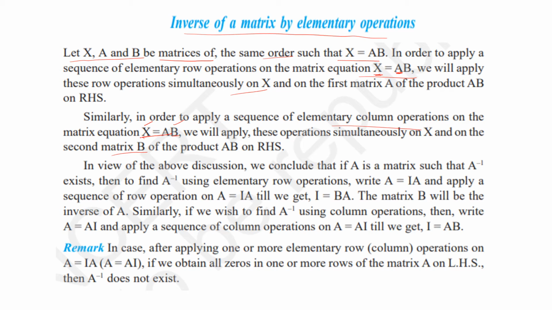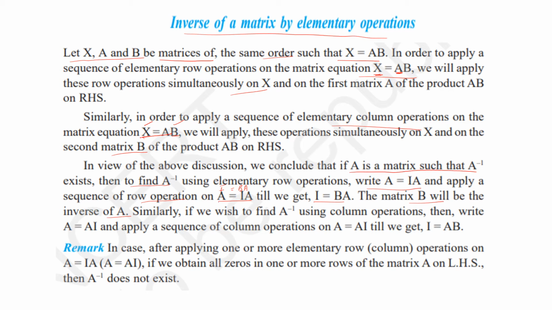Now, in view of the above discussion, we conclude that if A is a matrix such that A inverse exists, then to find A inverse using elementary row operations, we write A as A is equal to IA. Then we apply a sequence of row operations on A is equal to IA till we get I on the left side and some matrix B on the right side, with A already there. So we apply operations till we get I is equal to BA, and the matrix B will be the inverse of A.